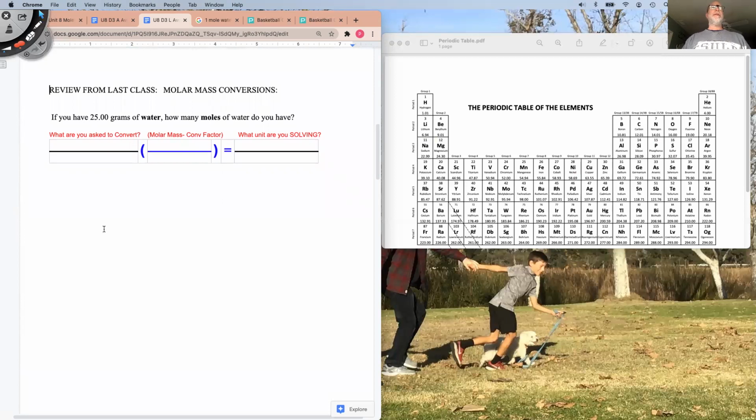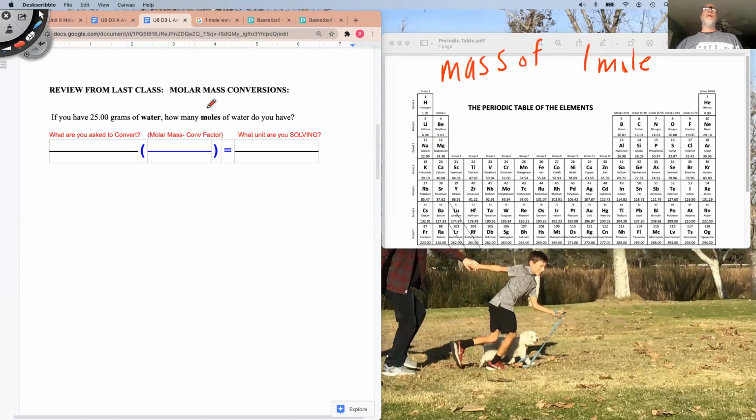All right, so ladies and gentlemen, we are going to review from last class what we did on molar mass conversions. So let's just review. What is molar mass? Molar mass, ladies and gentlemen, is the mass of 1 mole. So the molar mass is the mass of 1 mole. It's how much 1 mole weighs, or its mass.